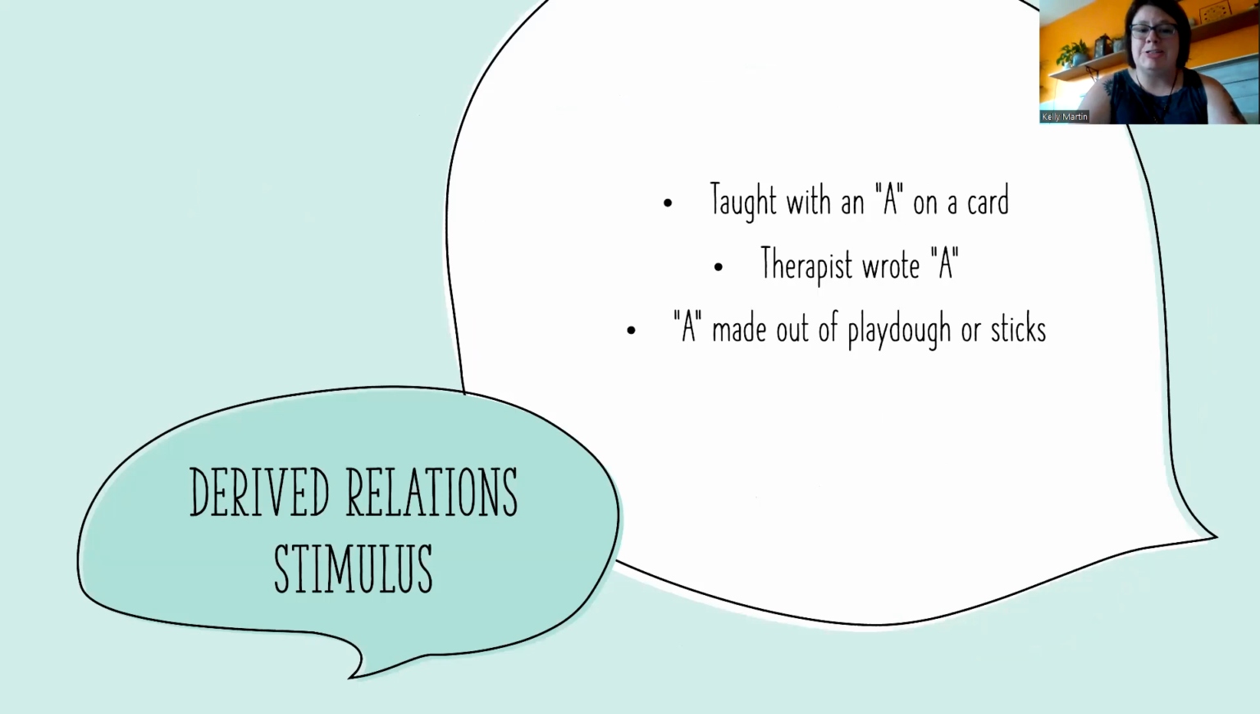For the derived relations stimulus, we originally teach it with an A on a card. We use Times New Roman font for all of her cards, and we're teaching it. It's a little square, it's got an A on it. Once I see that she's getting that, then maybe I'll be drawing on a whiteboard and I write an A and I ask her what it is to see if she can get that A is equivalent to the A that was on the card.